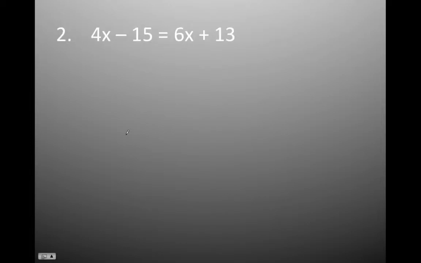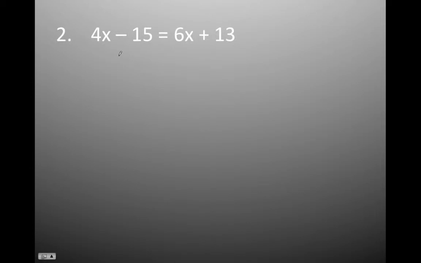Try another example just like the last one. We've got 4x minus 15 equals 6x plus 13. Again, variables on this side, variables on that side. Step 1, distributive property. Nothing to distribute. Step 2, combine like terms on each side. Nothing to combine on each side. Go on to step 3.